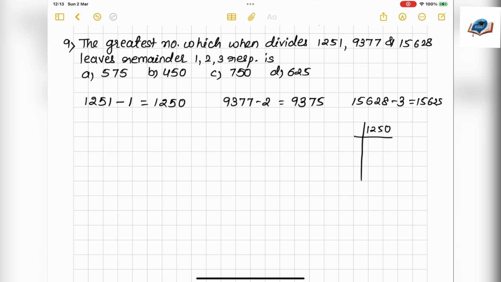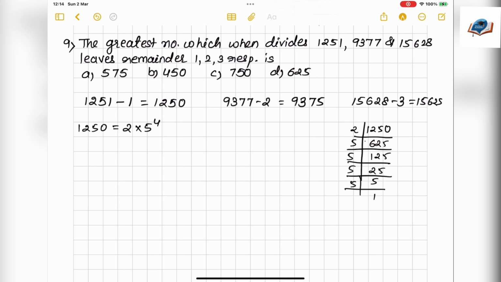factors of 1250. If prime factorization I get do 2, 625, 5, 125, 5, 25, 5, 5 and 5, 1. So 1250 will be equal to 2 into 5 raised to 4.